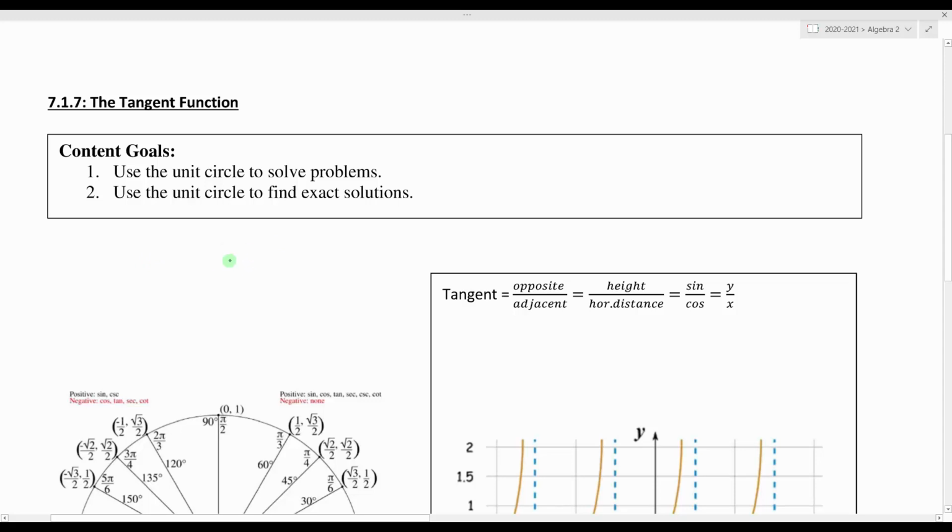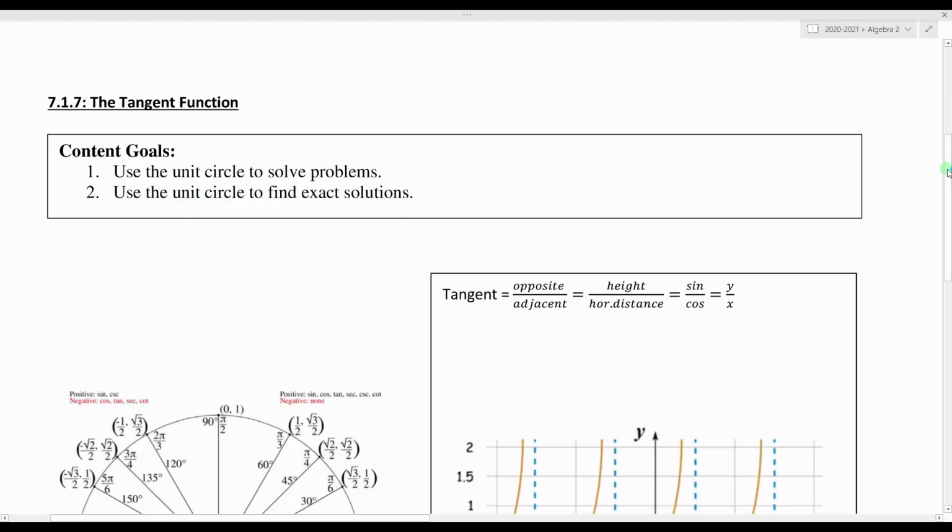So instead what I'm going to do is I'm just going to show you what the tangent function looks like on the graph, point out some of the key features, and then show you why those key features happened, and also then use the unit circle to help us find exact solutions when we deal with the tangent. All right, so our goals are pretty much the same as before. We want to use the unit circle to solve problems, and then we also want to use the unit circle to find exact solutions, this time specifically for tangent.